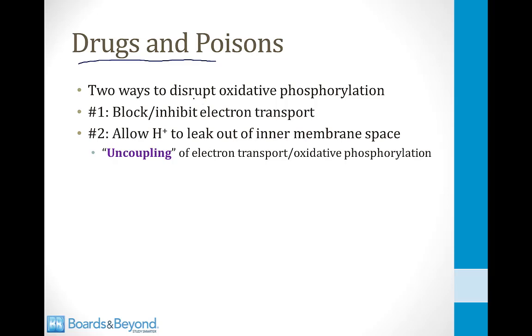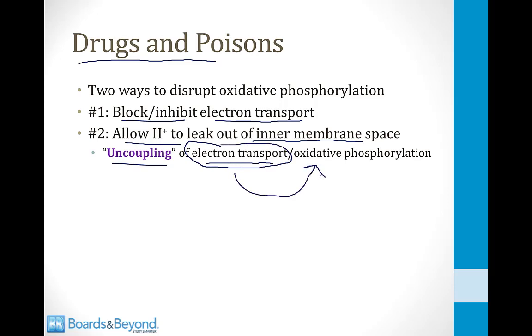In general, there are two ways to disrupt oxidative phosphorylation. The first way is to block or inhibit the electron transport chain. If you interrupt the passage of electrons from one complex to another, you will disrupt oxidative phosphorylation. The other way to do it is to allow those hydrogen ions to leak out of the intermembrane space. This is called uncoupling of electron transport because electron transport still occurs, but it is no longer coupled or linked to oxidative phosphorylation because all those hydrogen ions have leaked out of the intermembrane space and cannot be used by ATP synthase to generate ATP.